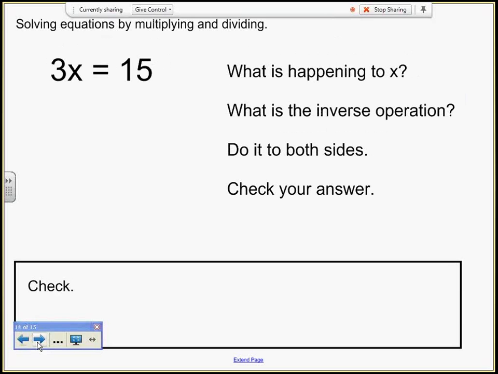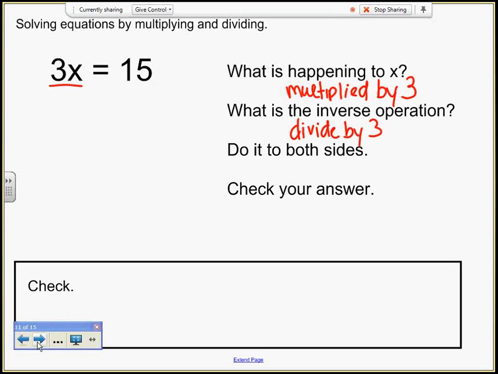Okay. Now we're going to solve equations by multiplying and dividing. So I'm going to look at my x, and is my x isolated all by itself? Nope, it's not. What's happening to it? Well, it's being multiplied by 3. What's the inverse operation to multiplication? It's division. So I'm going to divide by 3.